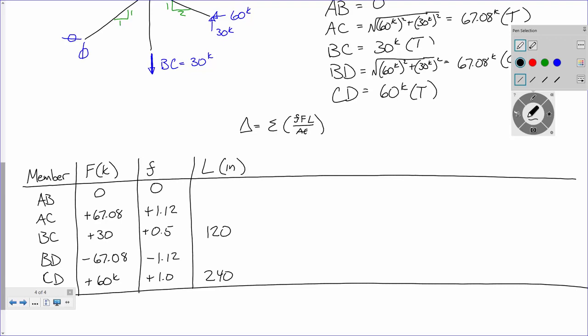CD is what? 240. And the others, what are we going to do? Well, you could do either one, Pythagorean theorem or the ratio. You all tell me, what's AB going to be? It's a 1-to-1, so it's 20 times the square root of 2 times 12 to convert it to inches. Well, actually, you can calculate that, but it doesn't matter because it's 0. So all we have to do is AC and BD, and they're both 20 across and 10 up, so they're both going to be the same length. So what do we got?